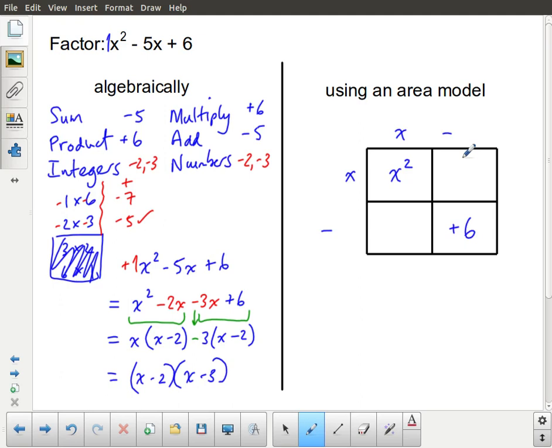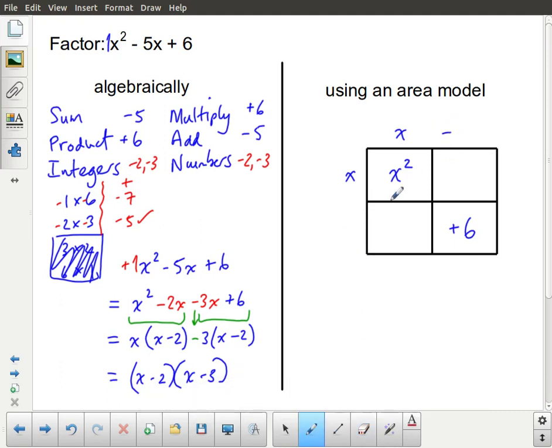So you have some options here, but really I would recommend you go through the exact same process that we went through here, which is we identify the sum, product, and integers. Well, there's our product, positive 6. We know our sum is negative 5. And so our numbers are going to be, this has to be negative 2, this has to be negative 3.